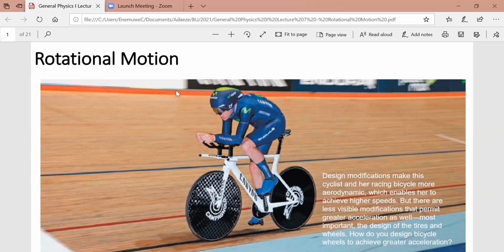And we were able to establish the relationship that the force is proportional to the product of the masses and inversely proportional to the square of the radius. Today we want to advance further into another kind of motion that is common to our everyday life, which is rotational motion.